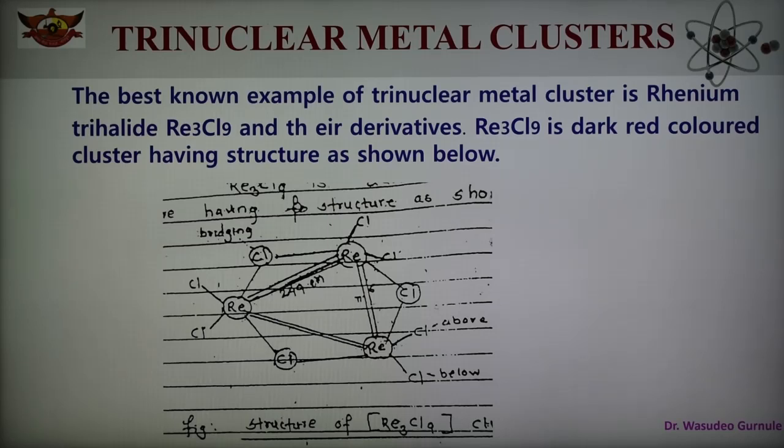Now, in the case of a trinuclear metal cluster, which means three metal atoms are present. The best known example of a trinuclear metal cluster is the rhenium trihalide, that is Re3Cl9, and its derivatives have a similar trinuclear metal cluster. So Re3Cl9 is a dark red colored cluster having the structure shown in this slide. Re3Cl9, this is the structure.